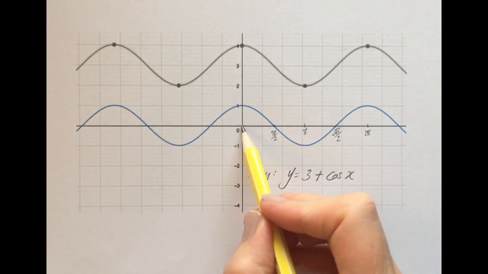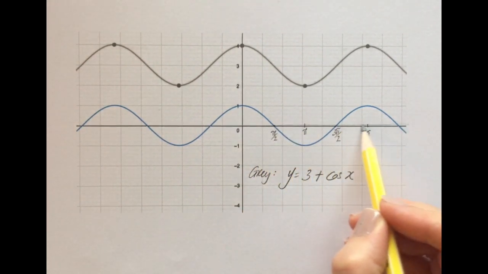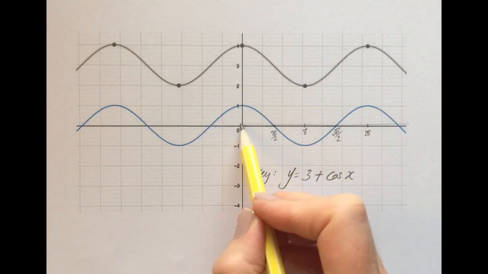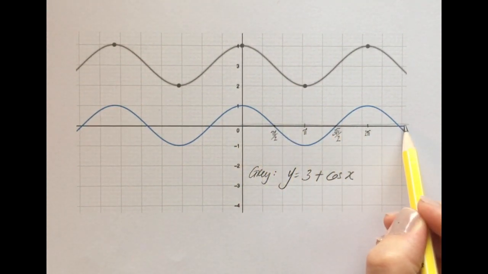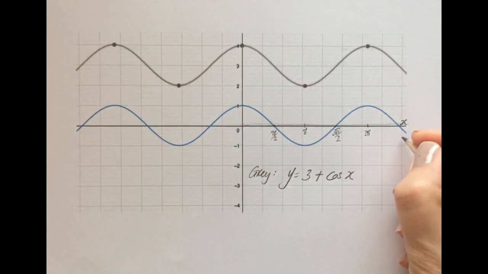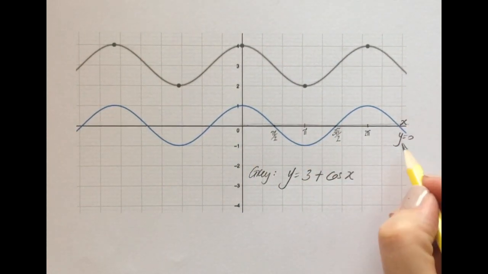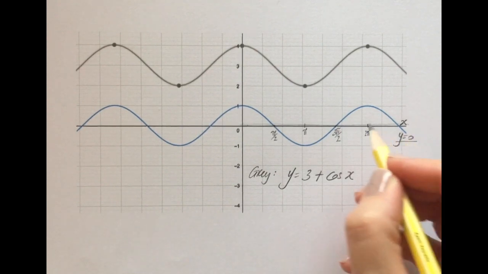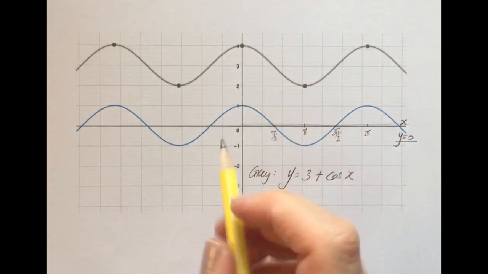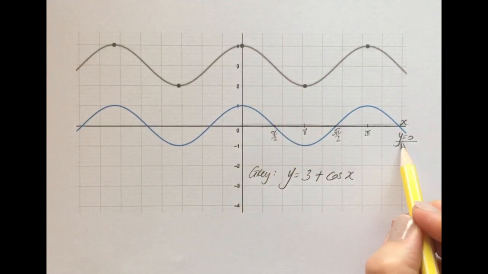I've discussed a little bit about the middle line. So there's the middle line in the original cos x curve, and that equation is the equation of the x-axis. And of course, the x-axis has an equation of y equals 0. The reason the equation is y equals 0 is because every point along that line has the y coordinate equal to 0.